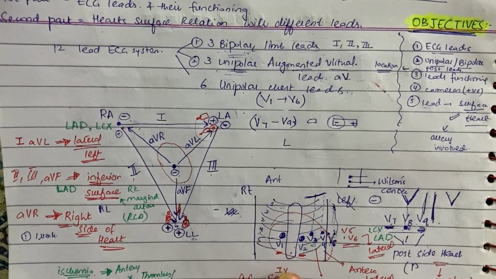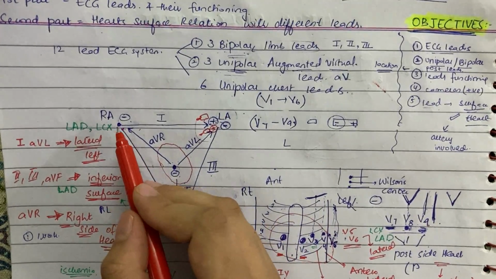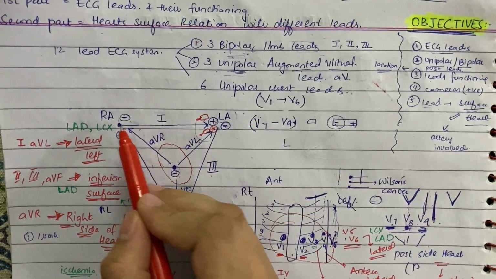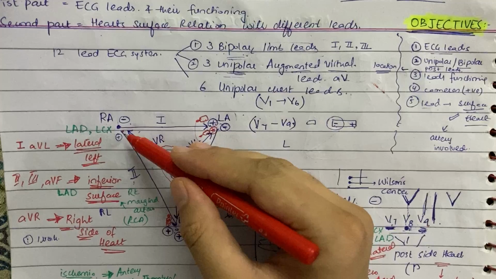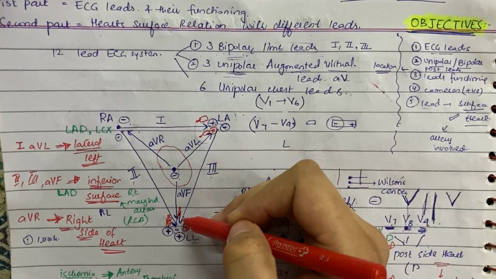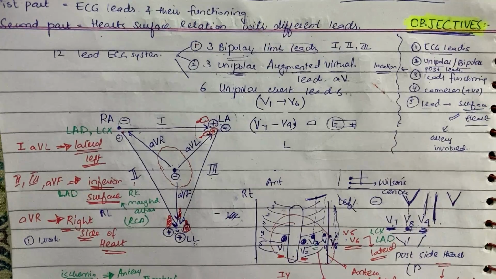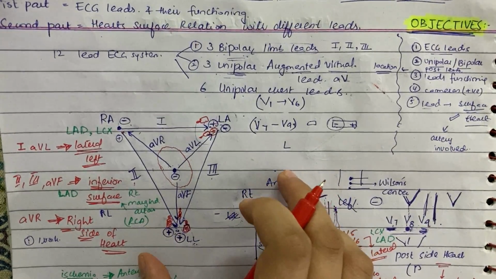So today I'm going to discuss, now that we have had a quick recall, suppose this is lead 1, which is starting from the right arm to the left arm. This is lead 1, this is lead 2, and this is lead 3. So just a simple concept which you should remember in your mind, and that will help you a lot in this understanding.